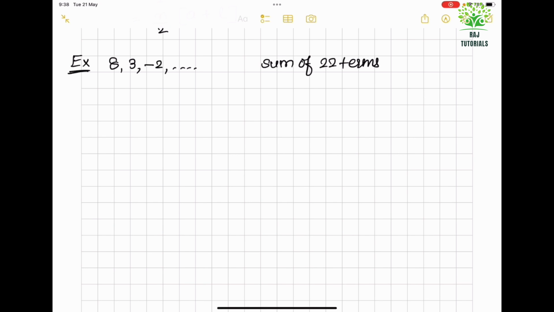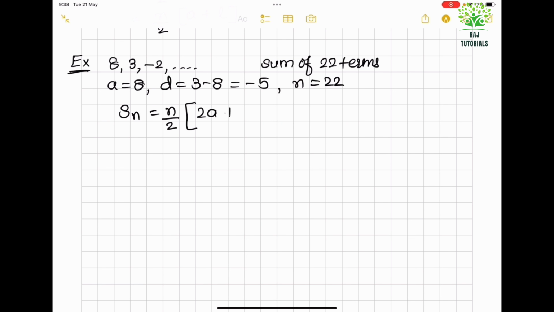Let's see some examples related to that. First, I am given an AP 8, 3, minus 2, and so on. And he has asked me the sum of 22 terms. So here A is 8, D will be 3 minus 8, that is minus 5, and n is 22. So Sn equal to n by 2 into 2a plus n minus 1 d. This is the general formula.